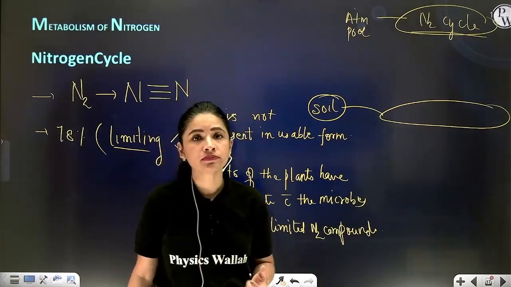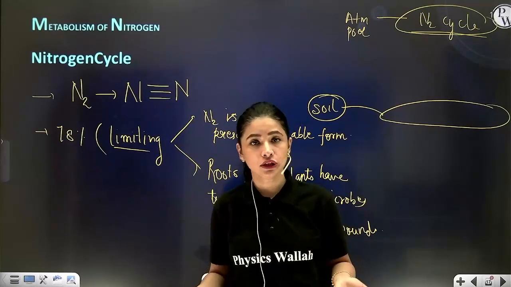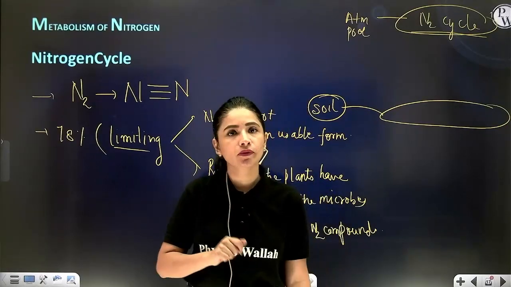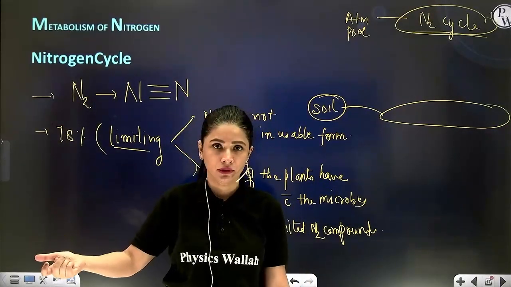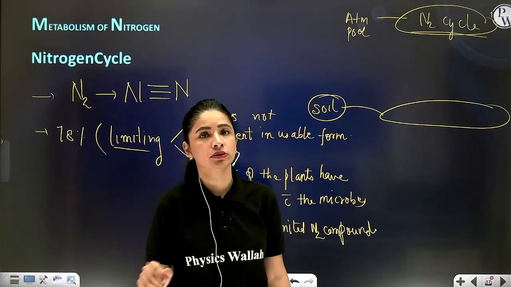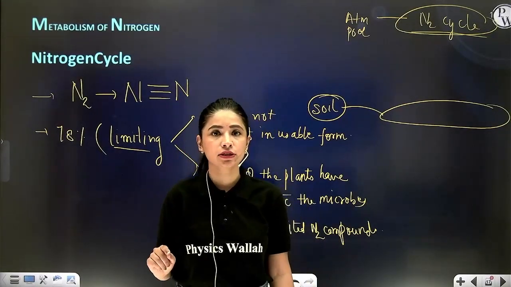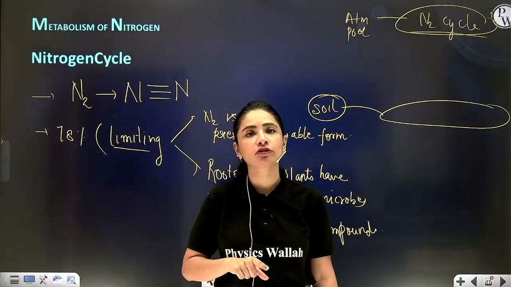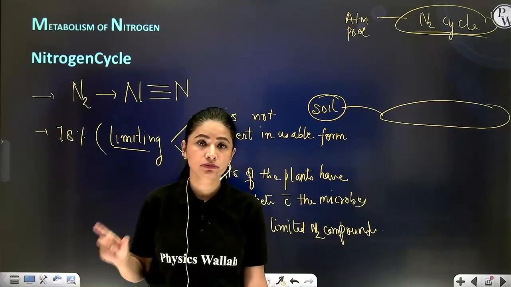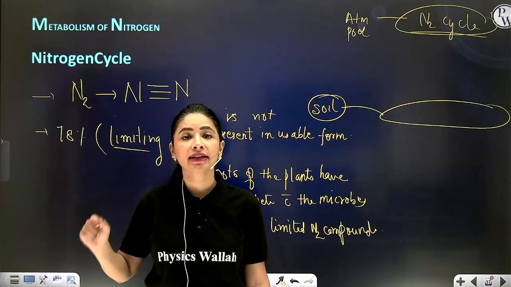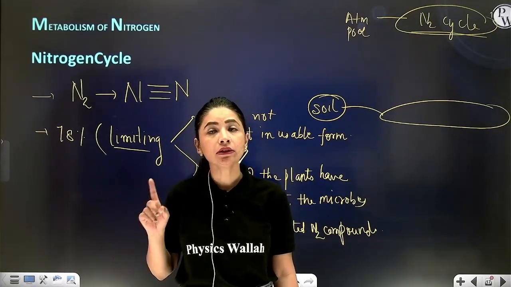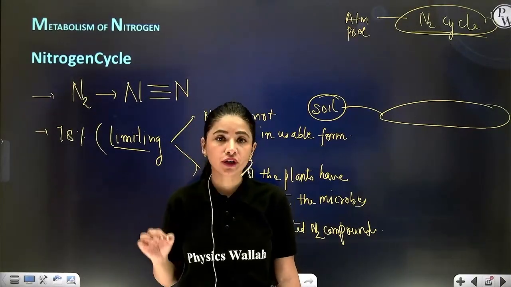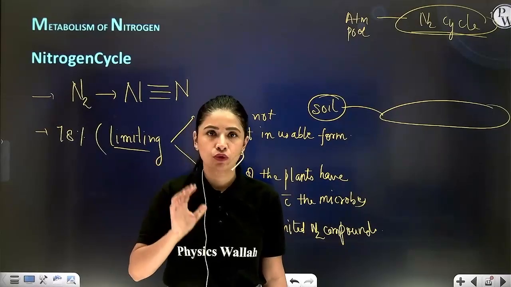So if the question comes, what is nitrogen fixation? You will define it as conversion of atmospheric nitrogen into some usable compounds. But if the question specifically mentions biological nitrogen fixation, then your definition will become conversion of atmospheric nitrogen into ammonia. In that case you will specify which compound of nitrogen is being formed. So in biological nitrogen fixation, the first stable product is ammonia.